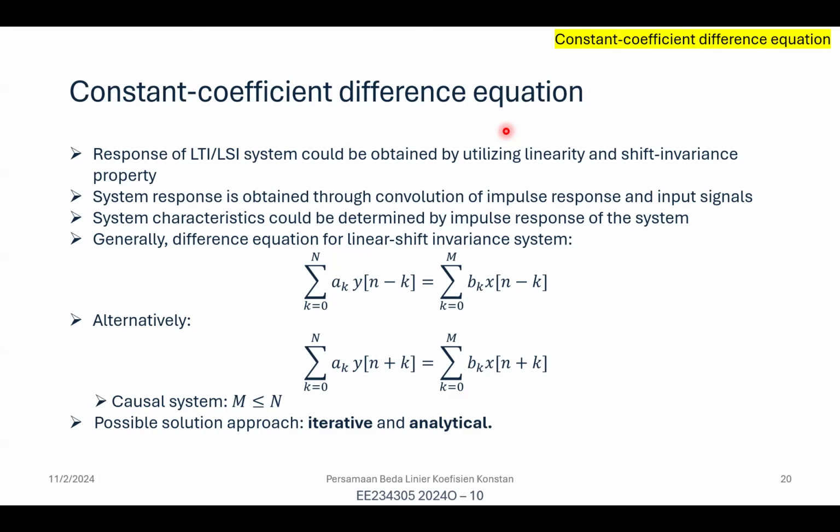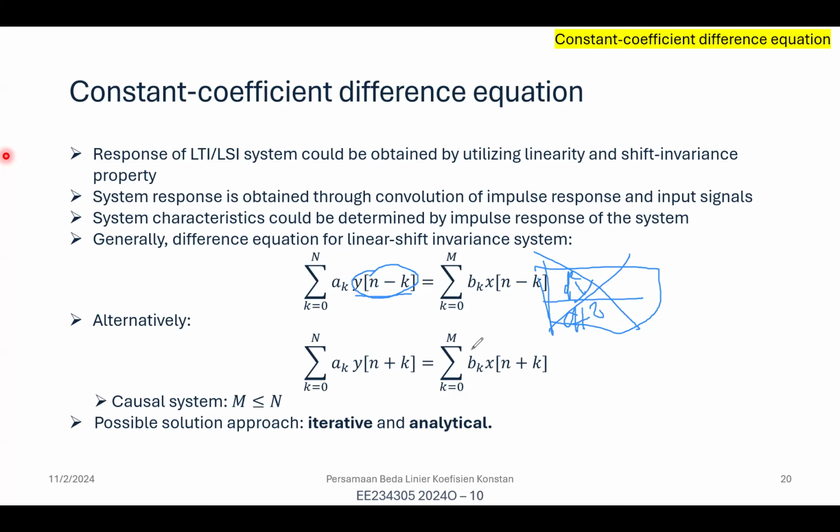Generally, the difference equation for a linear shift invariant system is like the sum of ak times yn minus k equals the sum of bk times xn minus k. This is the same as the differential equation, but instead of having differentials, now we have differences or delays. So we do not have d squared y over dt squared and so on. It changes into yn minus k instead of the k-th derivative. We have the n minus k, the difference equations, because it's the difference between n and k. For x it is the same.